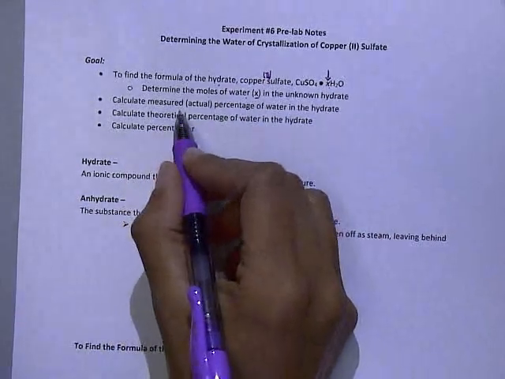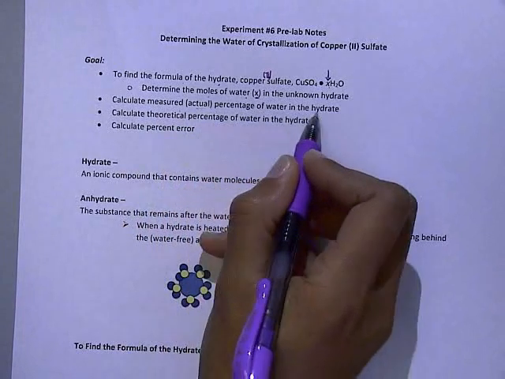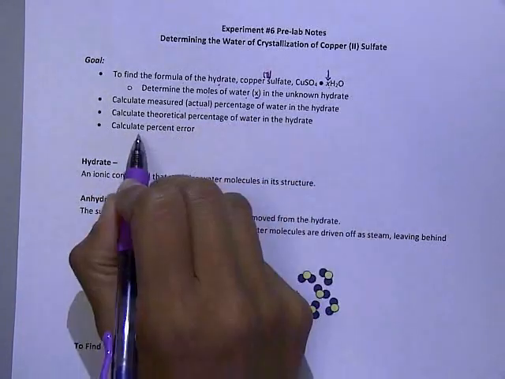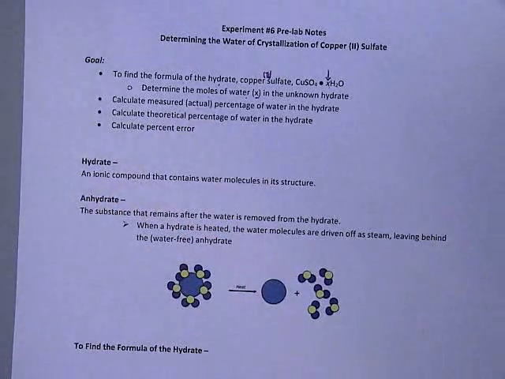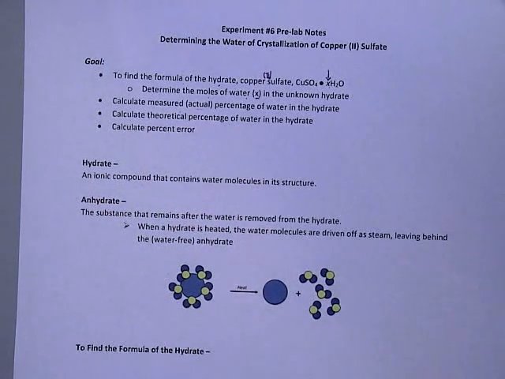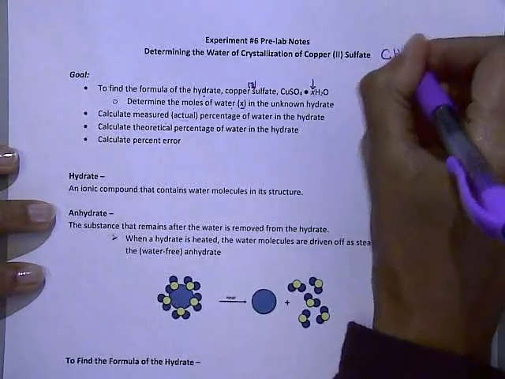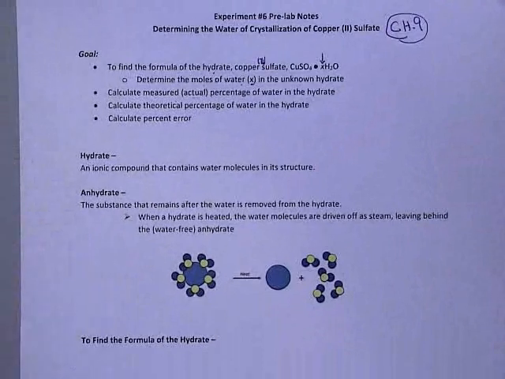Another goal is to calculate the actual percentage of the water in the hydrate, calculate the theoretical percentage of water in the hydrate, and calculate the percent error of water in your hydrate. It's a lot of calculations. Please make sure that you review chapter 9 in addition to this pre-lab lecture video to help you prepare a little bit better for this experiment. So let's go through the general topics necessary for this lab.